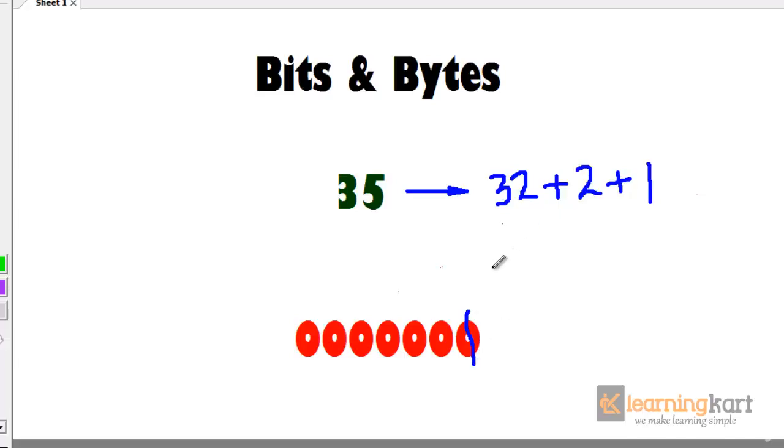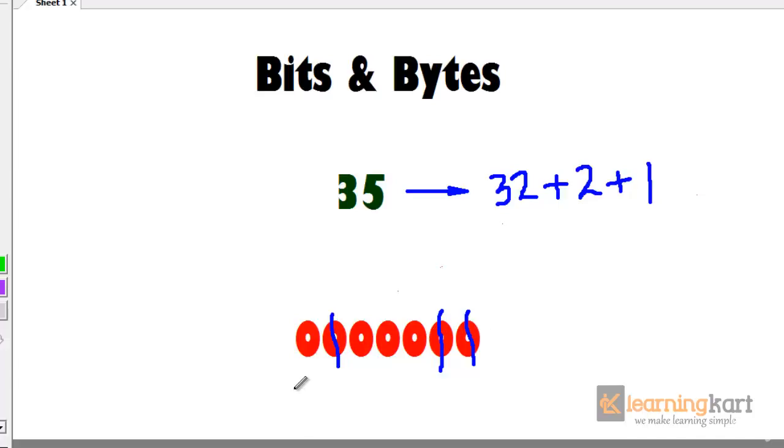Then we need a 1 for 2. Here it is. Then we need a 1 for 32. So this is 2, 4, 8, 16, 32. We need a 1 here. So the representation for 35 will be 0, 1, 0, 0, 0, 1, 1.